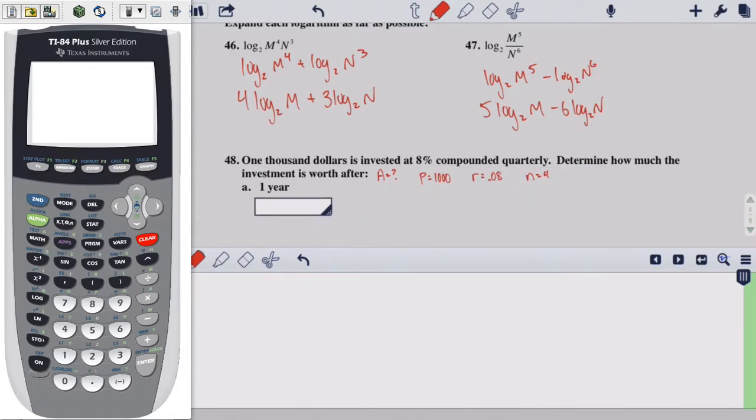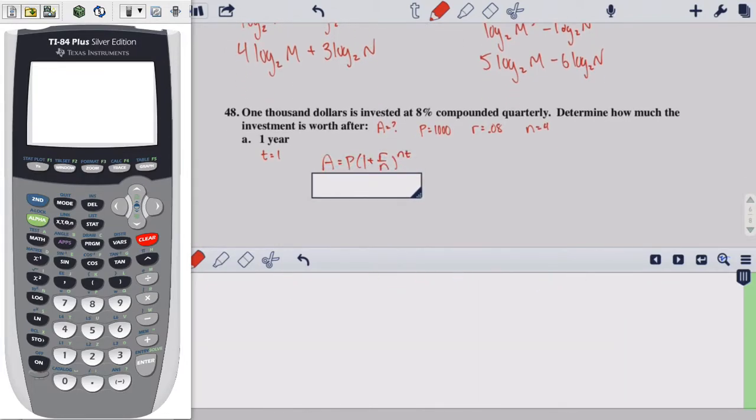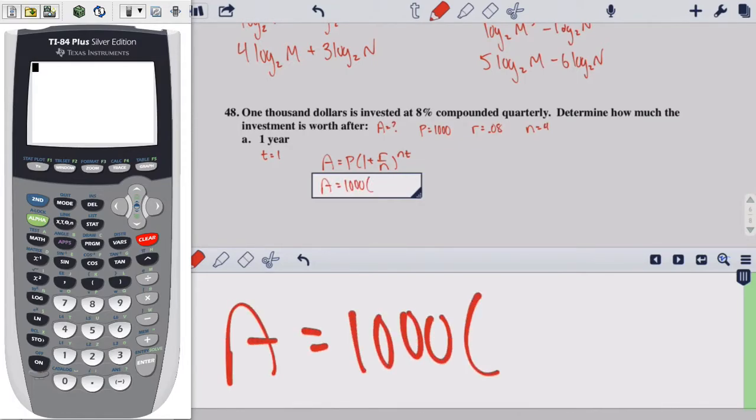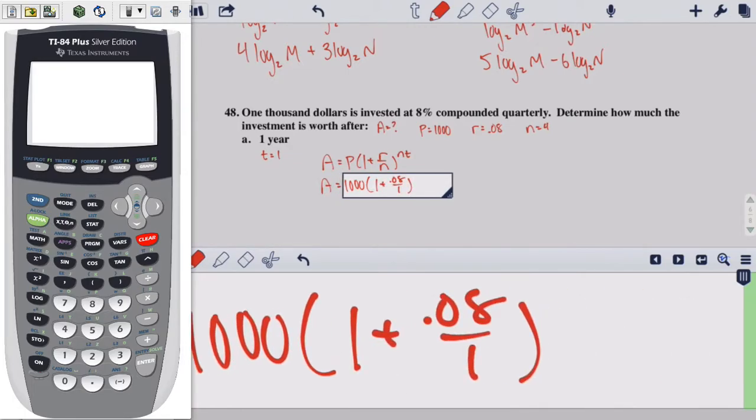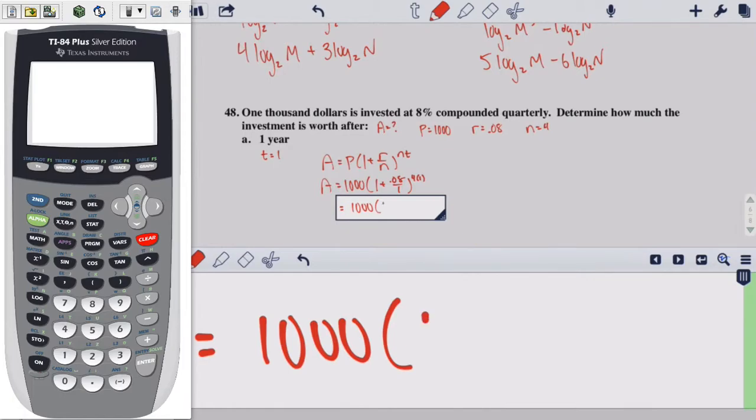Okay, so for each problem, I have a particular T. And then I use my formula. A is equal to P times 1 plus R over N raised to the NT. So that's A is equal to 1,000 times 1 plus 0.08 over 1 raised to the 4 times 1. Okay, so you can simplify that if you want to. That's the same thing as 1,000 times 1.08 raised to the 4th.